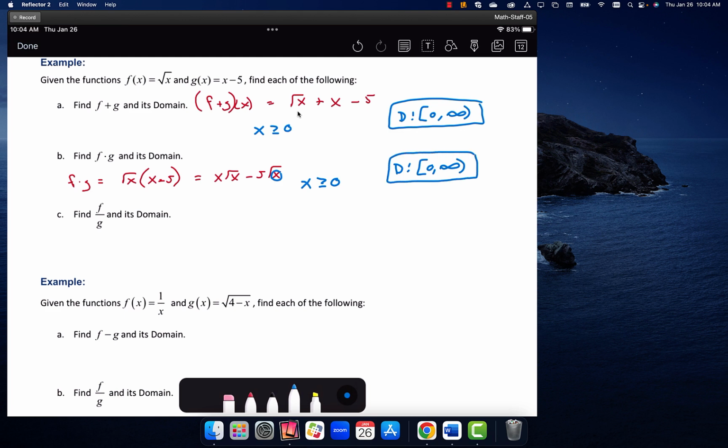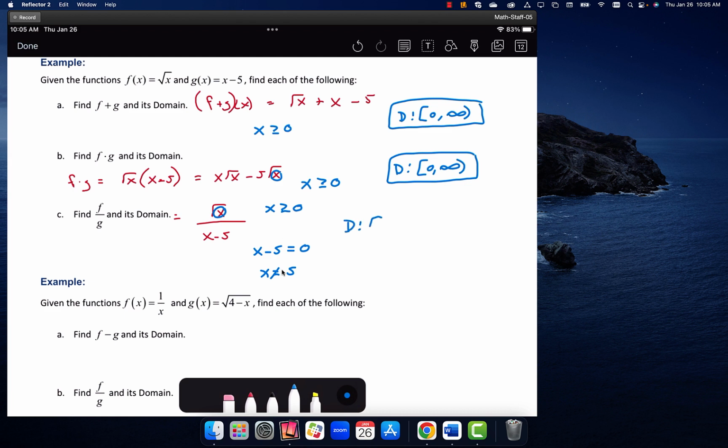And then with f divided by g, f square root of x divided by g, which is x minus 5, we have an extra restriction here. Notice that the square root of x still happens. So we still know that x has to be greater than or equal to 0. That's still part of the restriction. But we also have this denominator, x minus 5. And remember, with x minus 5 in the denominator, we need to set it equal to 0 and figure out what that is. In this case, 5. So we have to exclude 5. So we have an extra restriction here. Still, the domain has to be greater than or equal to 0, but we have to exclude the 5.